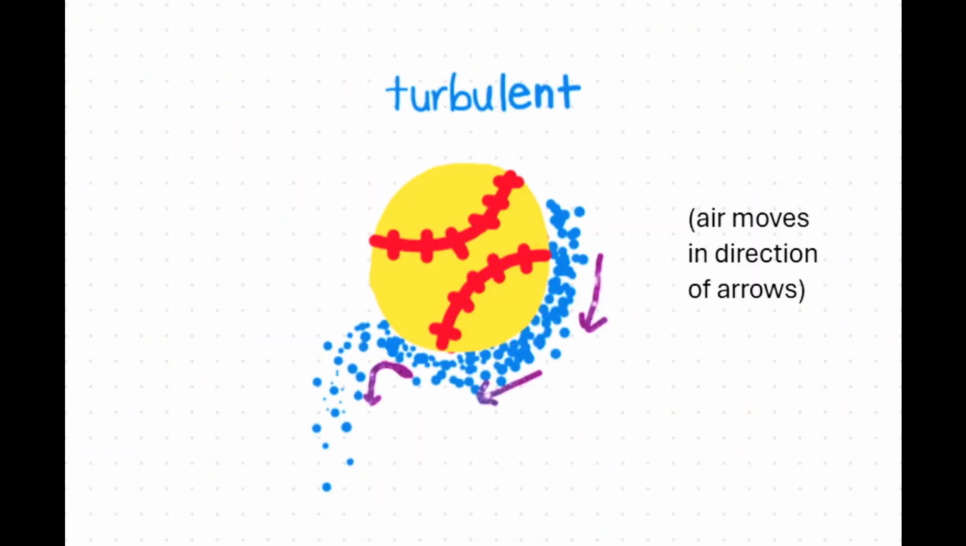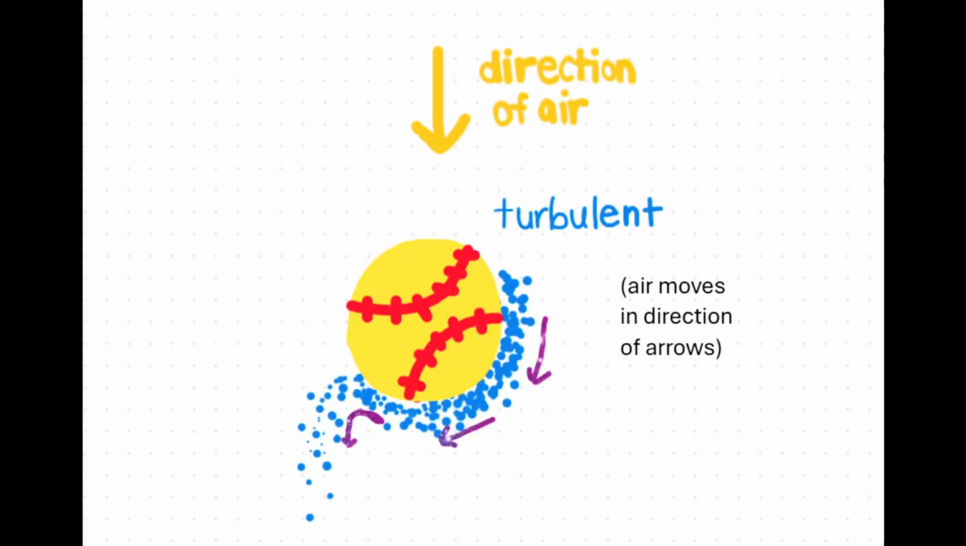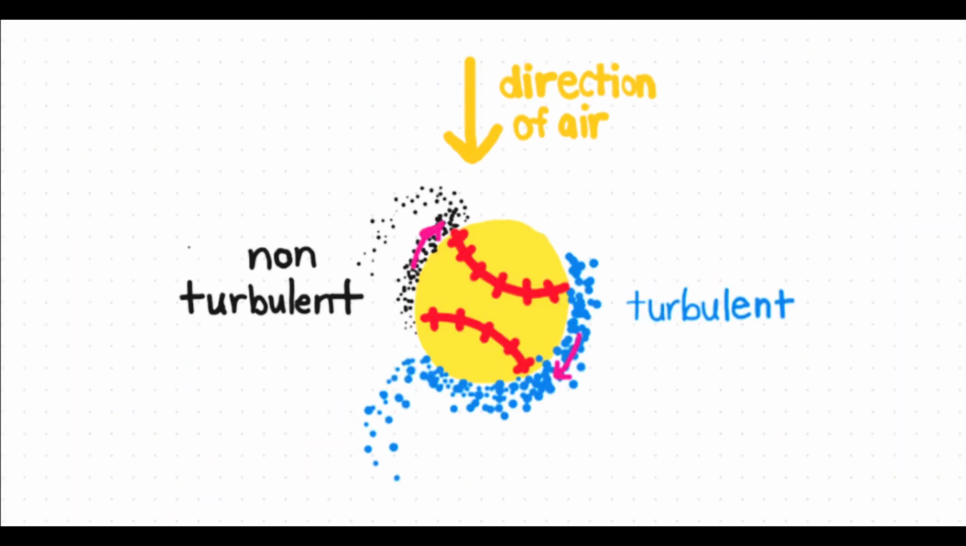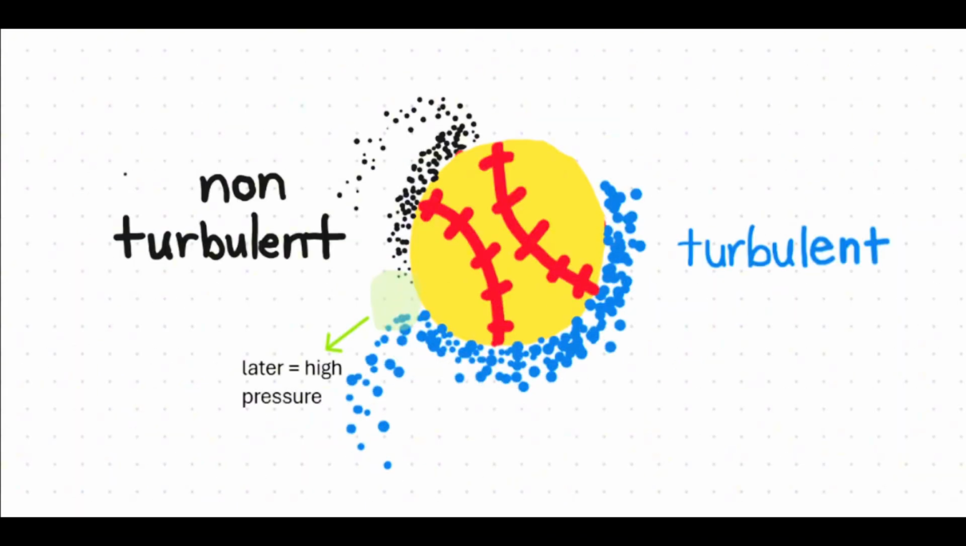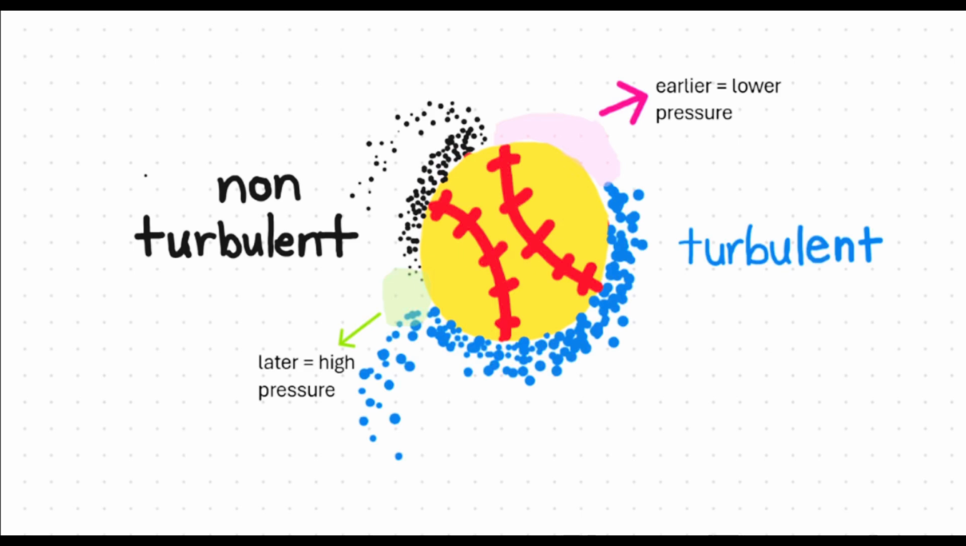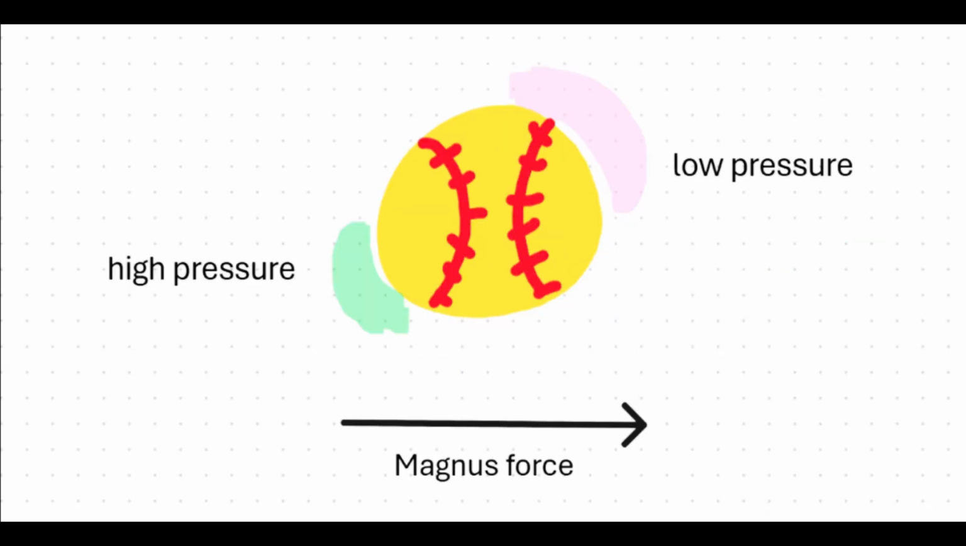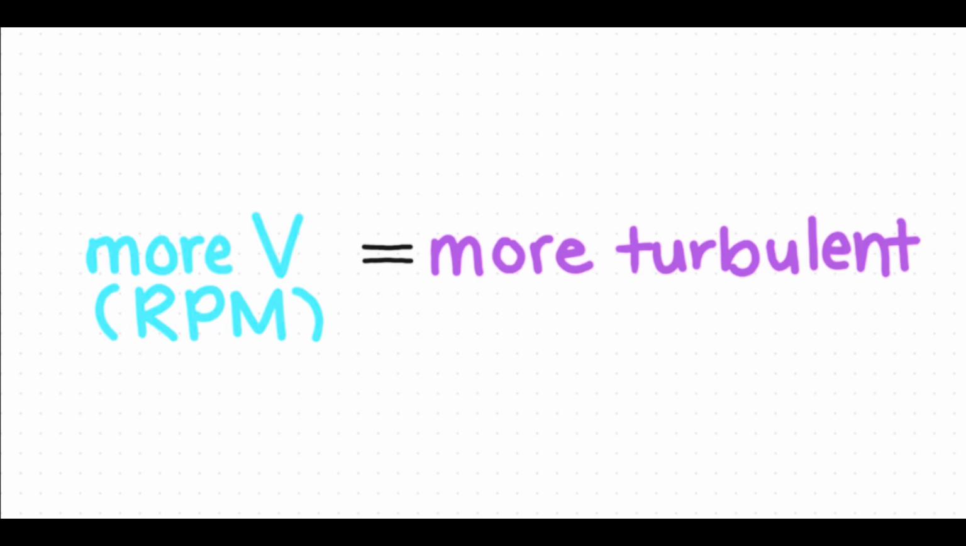If the boundary layer on the side of a spinning ball moving with airflow becomes turbulent, it resists separation for longer than the side moving against the air, creating a large pressure imbalance that boosts the Magnus effect. That's why faster pitchers get more break. Higher velocity creates more turbulent boundary layers.